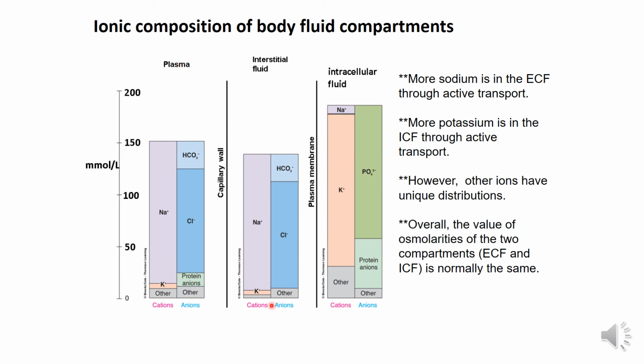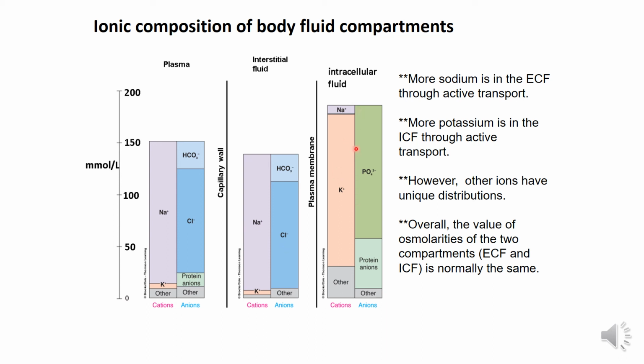This slide shows you the composition of electrolytes in different compartments. Here you can see the plasma, interstitial fluid, and intracellular fluid. And as you can see, the electrolyte composition of the plasma and interstitial fluid is almost similar. When I said almost similar, you can see chloride more here, sodium high, sodium high, potassium low, except the protein in the plasma is more than in the interstitial fluid.